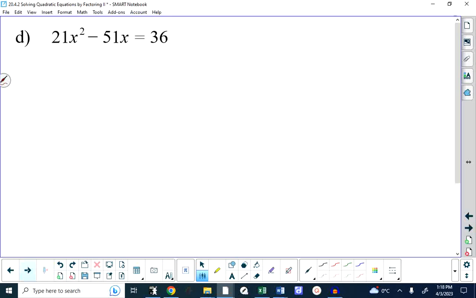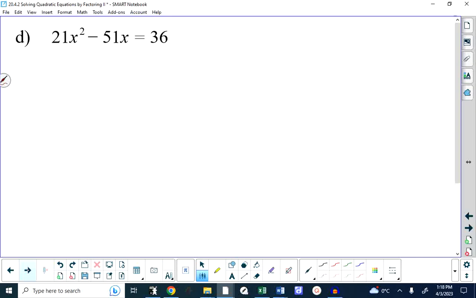All right, D, 21x squared minus 51x equals 36. As you can see, there's not a lot of examples today. What's different about this? There's a couple of things that are different. Nate? It's not equal to 0. So what do we do?